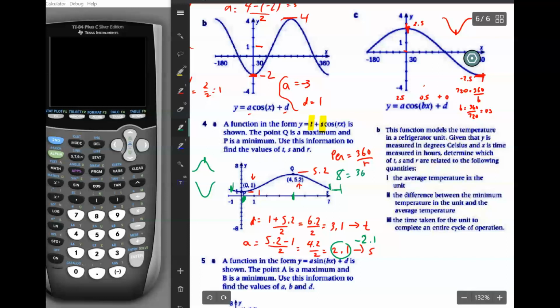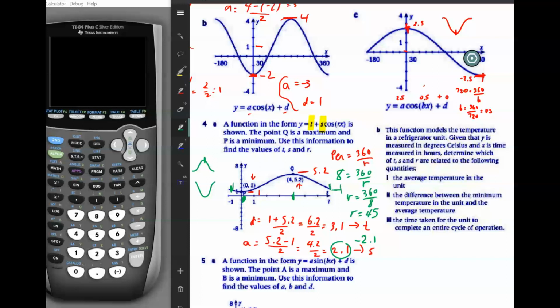So 8 equals 360 divided by r. If we solve for r using algebra and cross multiplication, we would get 360 divided by 8 for r, and that would be 45. r is equal to 45 then. All right. Now let's look over at B, because B is asking some more questions about the same thing.